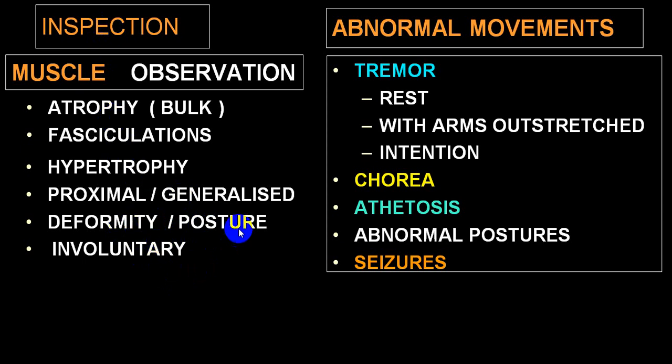And again, in involuntary movement, we'll be looking for tremors, which are resting, or we call static tremors, or when they are seen with outstretched arm, that are called intentional tremors. Whether there are any axial movements, we call chorea, athetosis, abnormal posture, or if there is any seizures, which we call motor seizures, like grand mal epilepsy. So these are all the things, these are for abnormal movements, which you can easily observe and confirm.